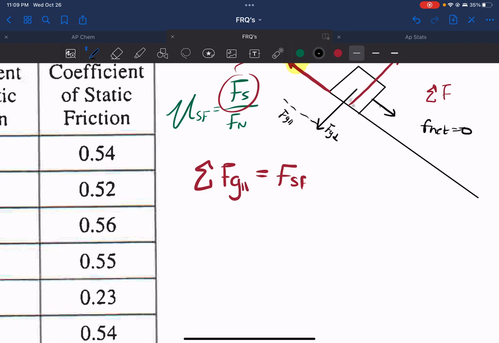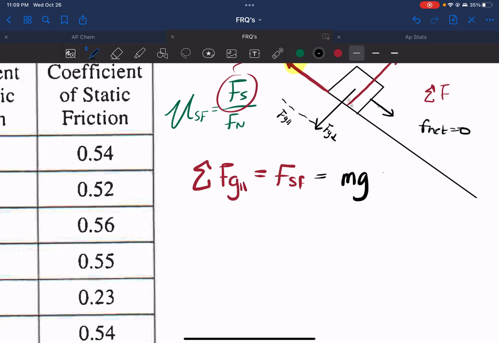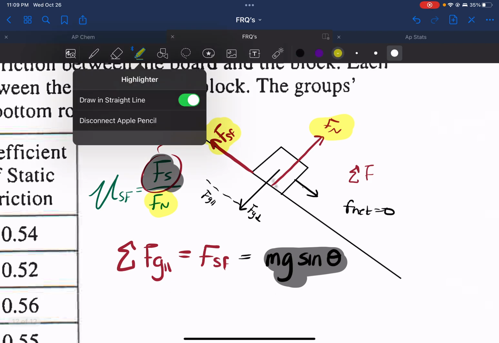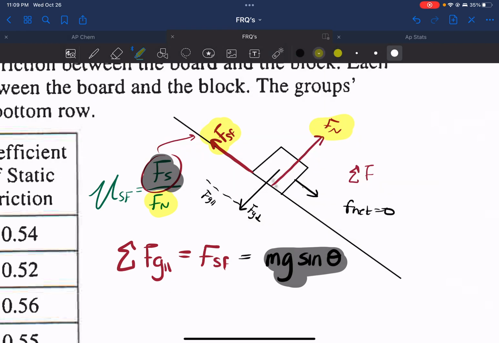And for FG parallel, we know that there's a set equation. There's a set way to find FG parallel, which is mg sine theta. This is how you find FG parallel. Okay, now that you've found force static friction right here, you need to solve now for force normal. In order to solve for force normal, you have to take a look at what force normal is. Force normal is a vertical component of a force, which means we're going to have to use FG perpendicular with all the other vertical forces, but you see that there's only one.